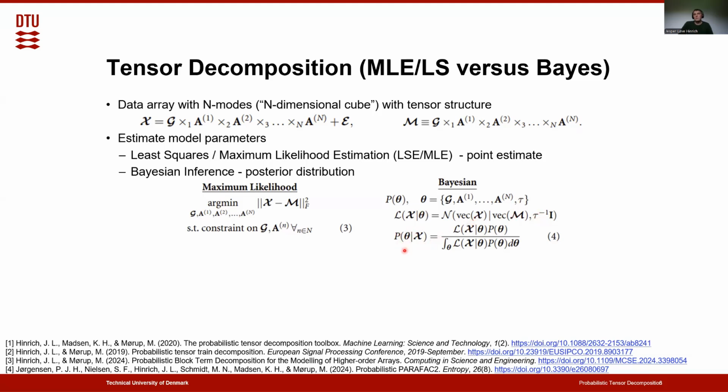And then to find the optimal parameters, we have to solve this equation. This expression here is called the posterior distribution. So it's the distribution of all our random variables given our data.